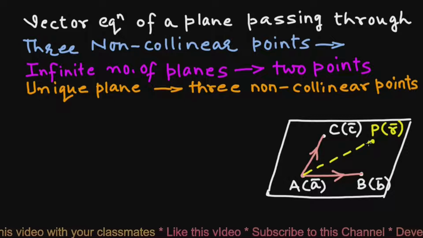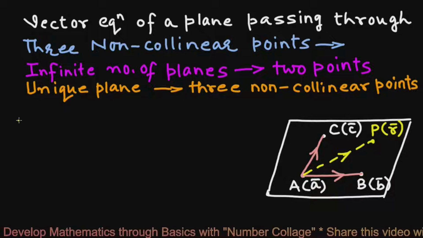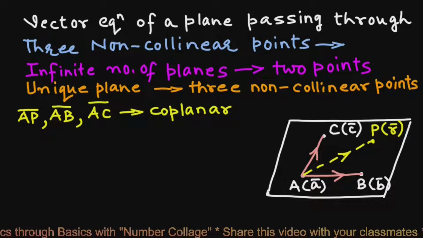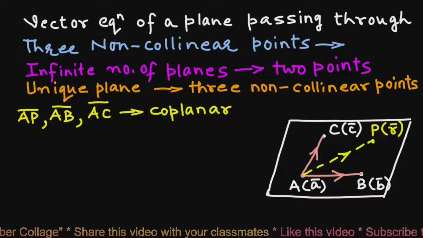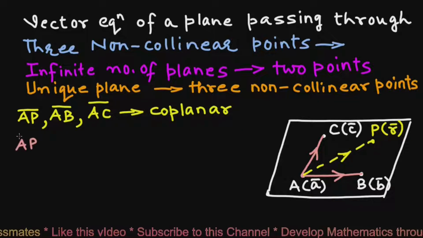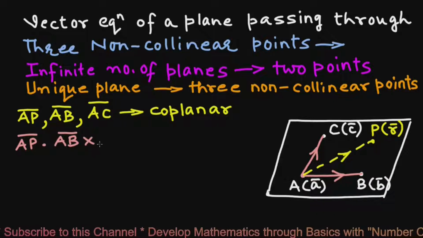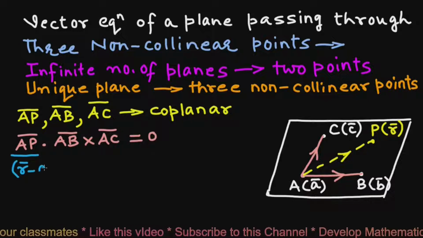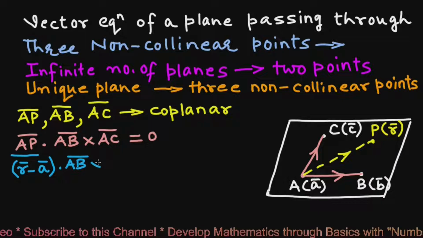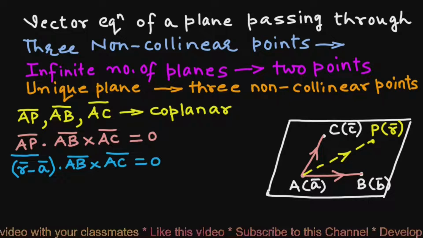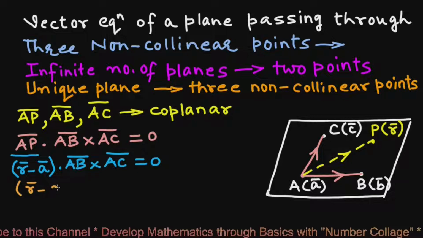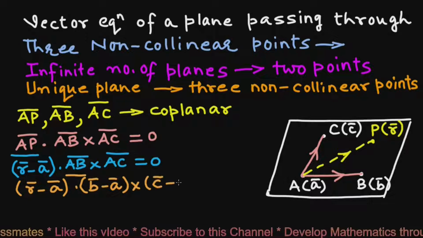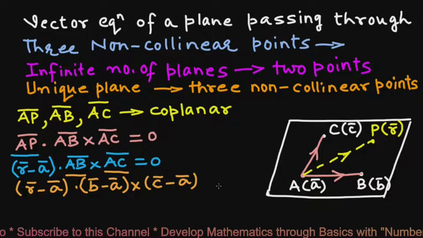If P is any point on this plane whose position vector is R bar, then we have this vector AP bar. Now vectors AP bar, AB bar and AC bar are coplanar, and we know that the box product of three coplanar vectors, which will be AP bar dot AB bar cross AC bar, equals 0. Now for AP bar we write (R bar minus A bar) dot AB bar cross AC bar equals 0, which further will be (R bar minus A bar) dot (B bar minus A bar) for this AB bar cross (C bar minus A bar) for this AC bar equals 0.